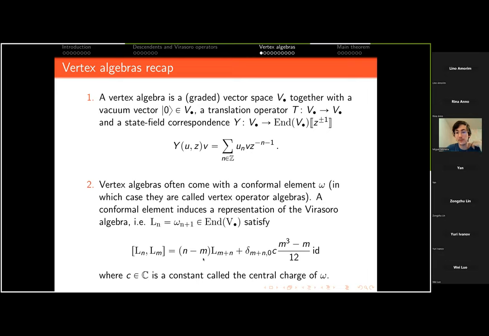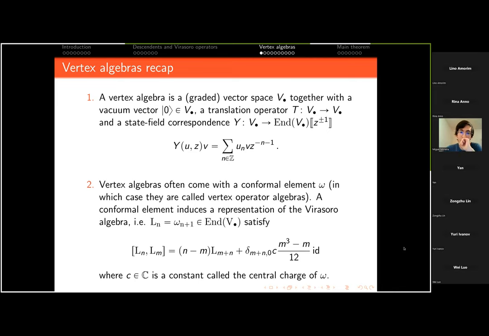[L_n, L_m] = (n - m) L_{m+n}, the same Virasoro bracket as we had before. But now we have an extra term with some constant called the central charge. Before, we were just considering representations of half of the Virasoro algebra, so this term was zero and we were not seeing it. When we have a conformal element, we really get a representation of the full thing.